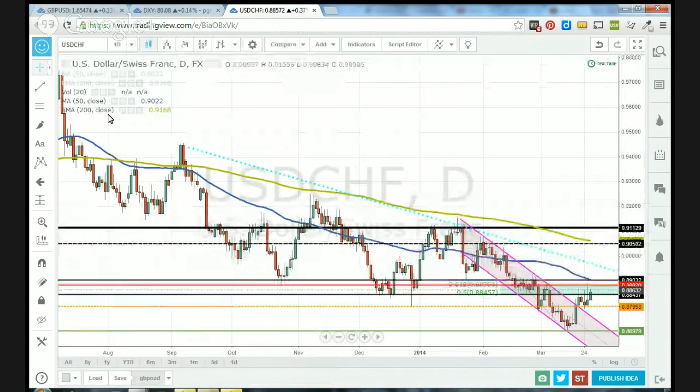Dollar Swiss. Oh yeah, we are short this. Losing a little bit of money, but I do like the candlestick formation here. I think it's pretty solid.